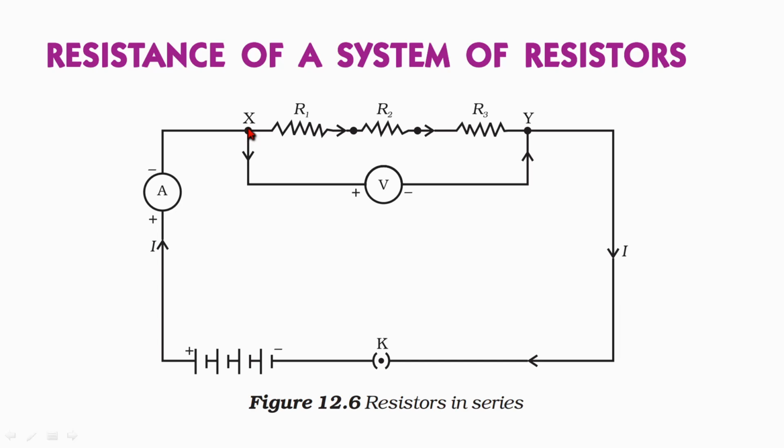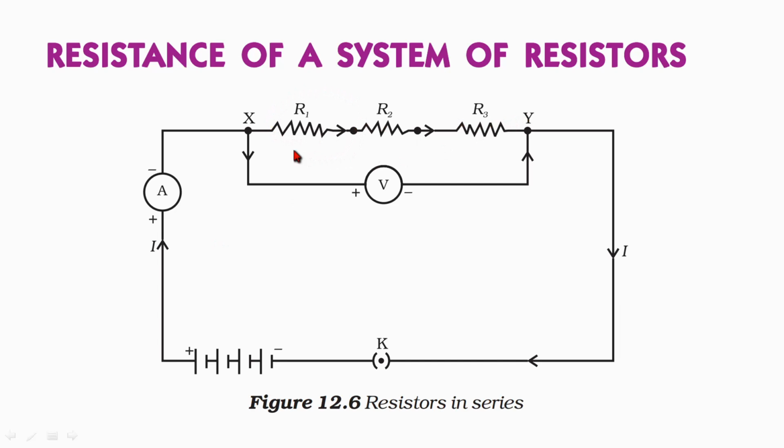So what will be the resultant resistance of the system? Now we will study this property. The different resistors can be joined in two ways. Number one is the series pattern. The word series signifies one after another.